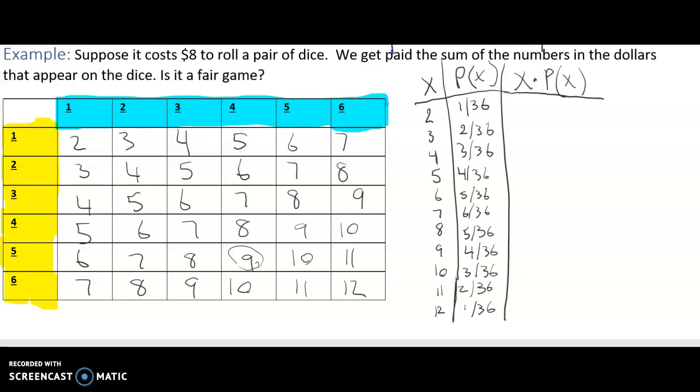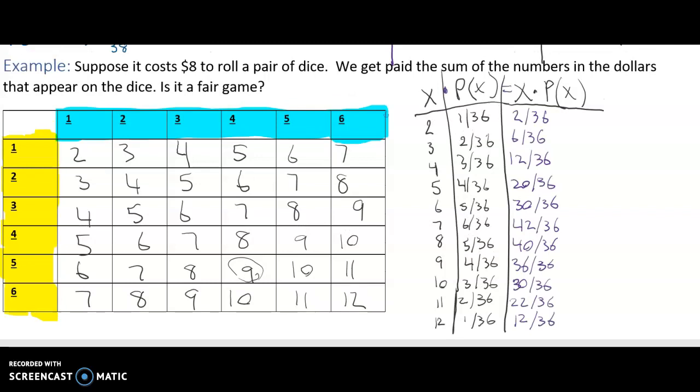Since we're trying to find the expected value, we're going to take each of our x values and multiply them by their probabilities. So we'll do 2 times 1 over 36, 3 times 2 over 36, and so on. Try this step and then check your answers. Pause the video. Check your x times p of x values.